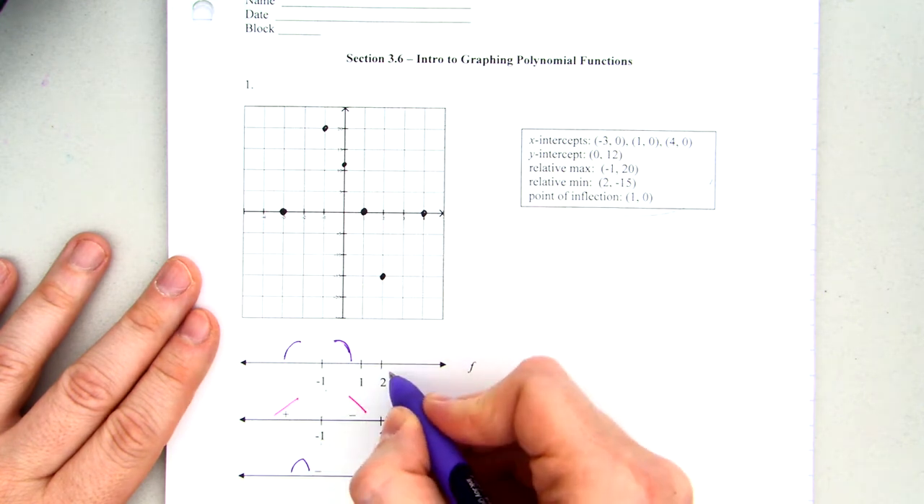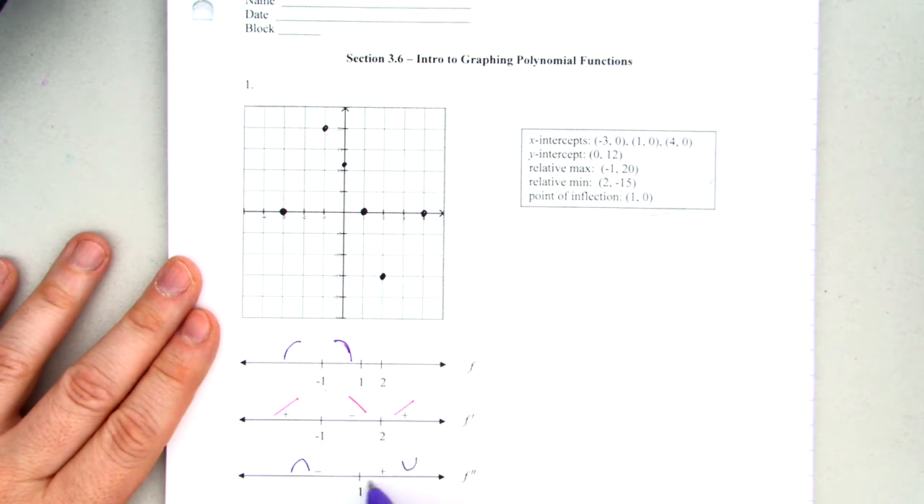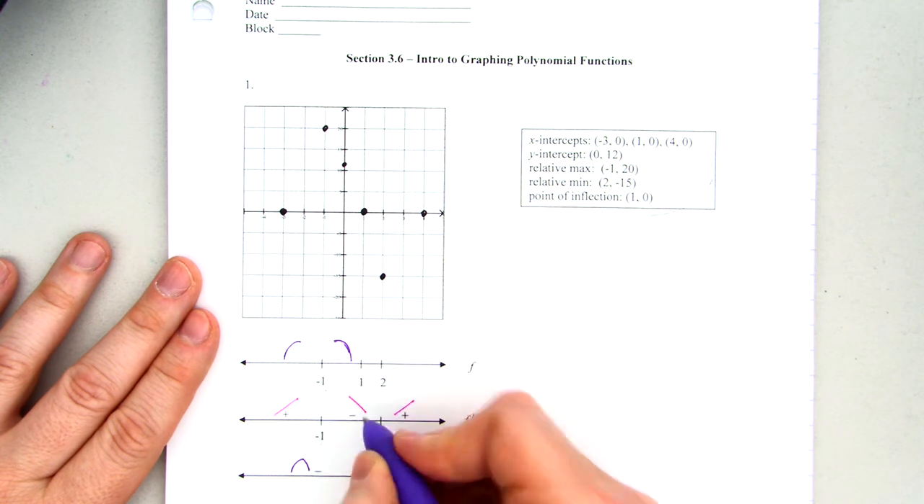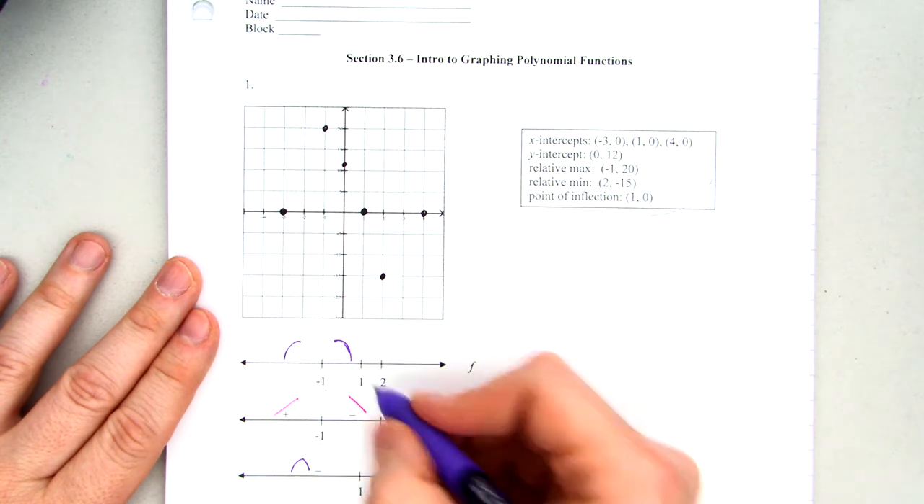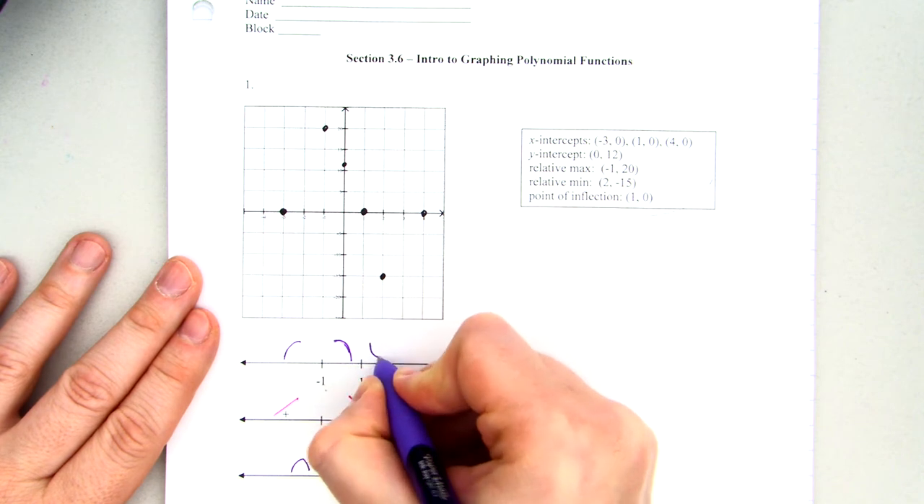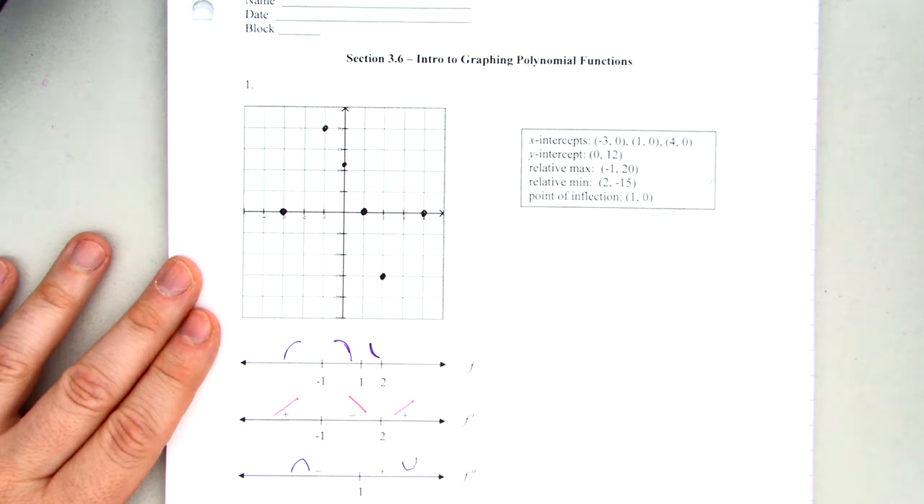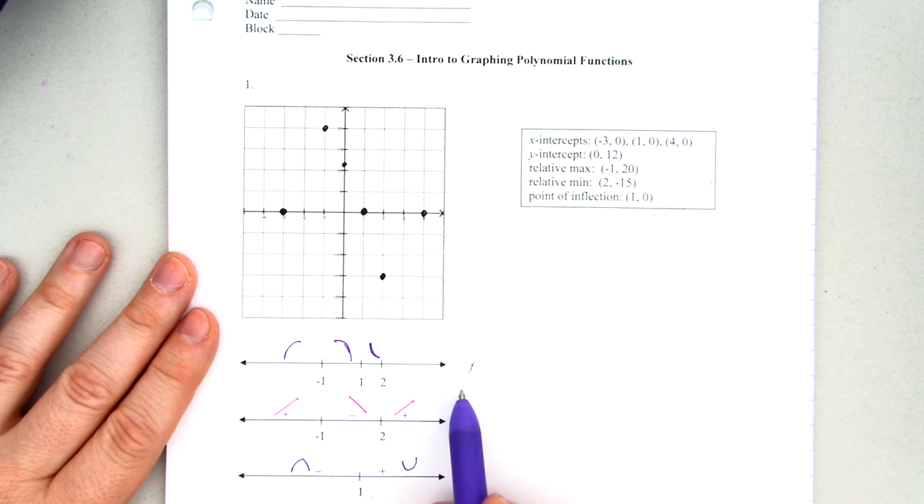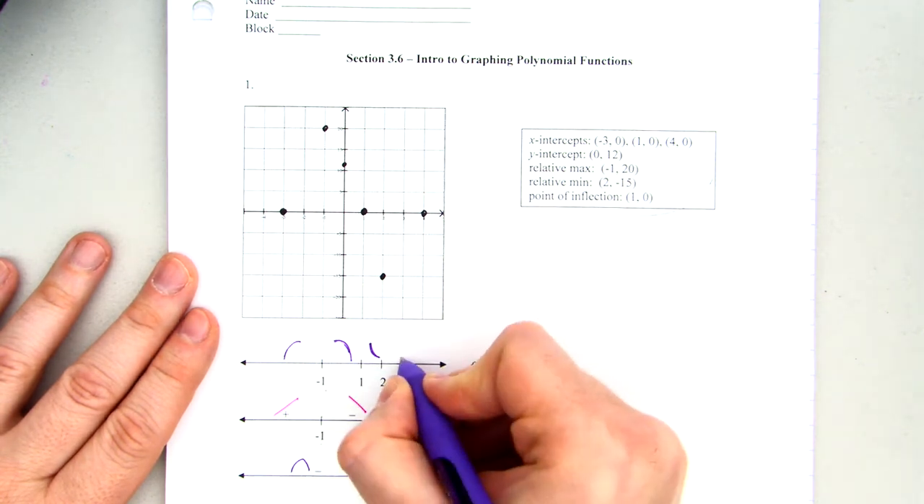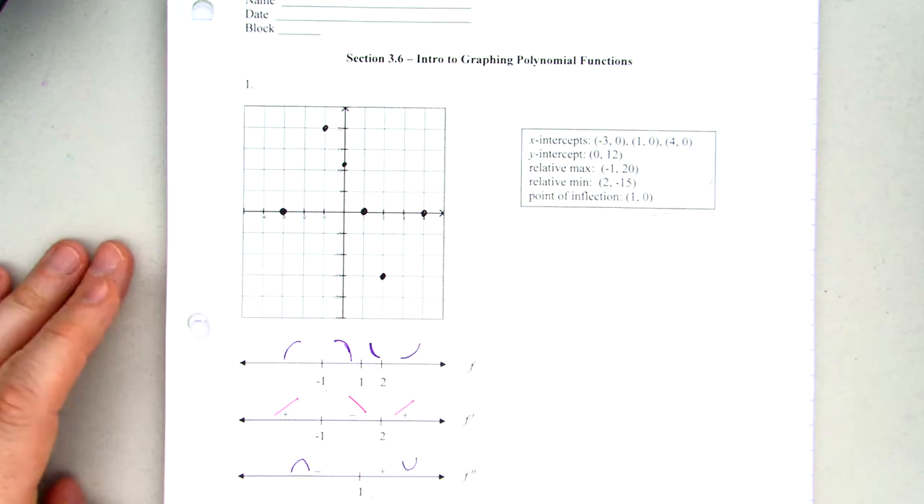Between 1 and 2, my concavity is positive, so I want to be concave up. And I want to be decreasing, because my first derivative is negative. Concave up decreasing is one of those. And finally, from 2 to infinity, I'm concave up, I'm increasing. I want to take on a shape that looks like that.